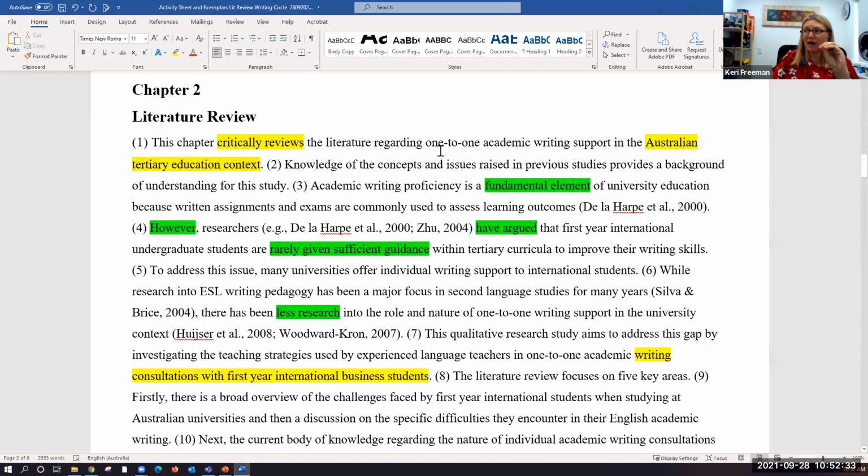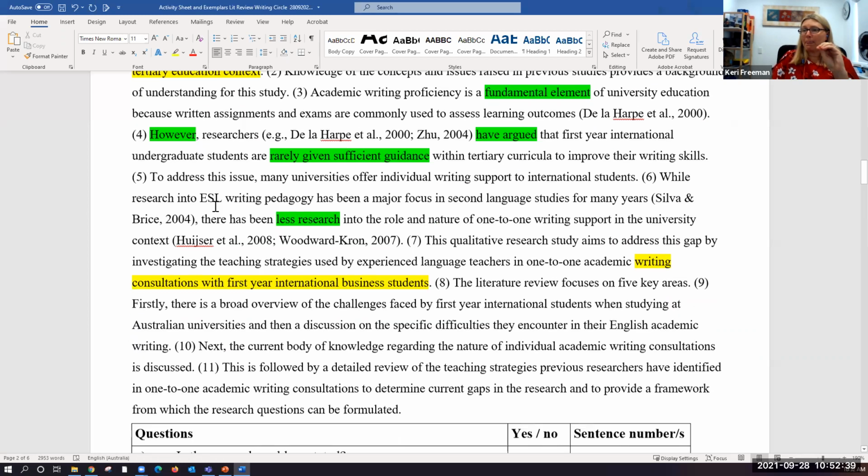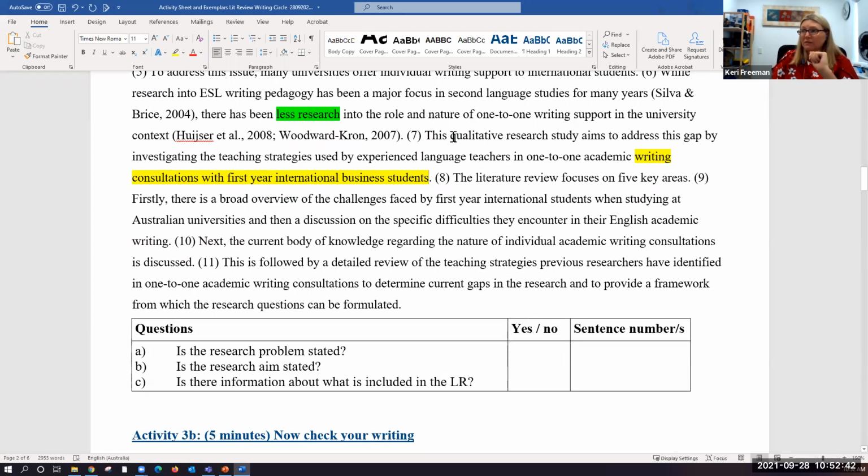So see the broad to the narrow. Australian tertiary education context is broad up there. And then we come back and say, well, this actual study, which is qualitative, it's looking at first year international business students specifically. And then that would be justified later, because this is the first paragraph, isn't it? The literature review focuses on 5 key areas. Firstly, there's something, next there's something else, then we've got a review of the teaching strategies to determine the gaps and provide a framework from which the research questions can be formulated.